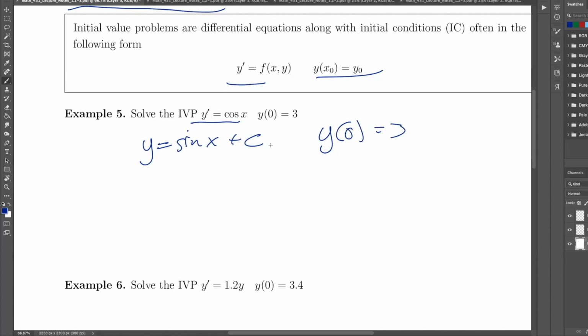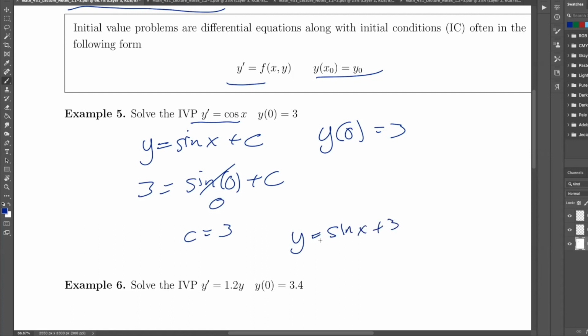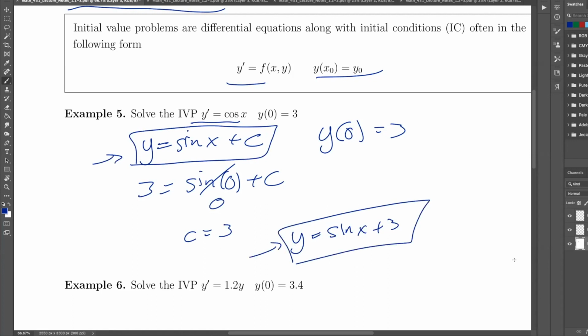Okay, so how do we do that? Well, here we just plug it in and solve for c. 3 is equal to the sine of 0 plus c. The sine of 0 is 0, so that means c is equal to 3. And so now we have a specific solution. We call this one the general solution, or the general form of the solution. And here we have the specific solution.